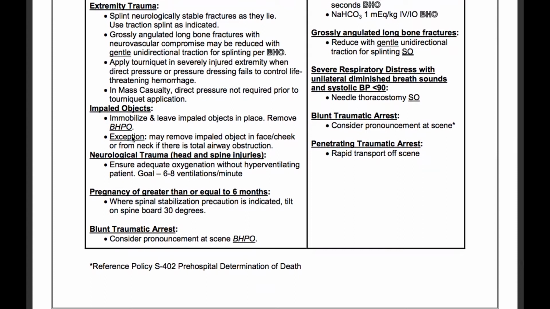The one exception is that we may remove an impaled object in the face, cheek, or from neck if there is a total airway obstruction. Notice the wording here, total airway obstruction.